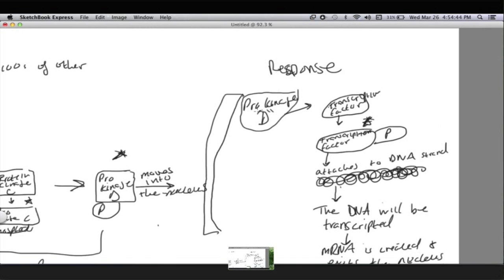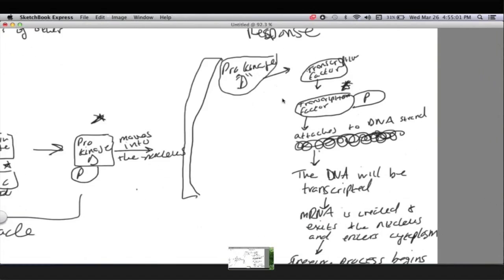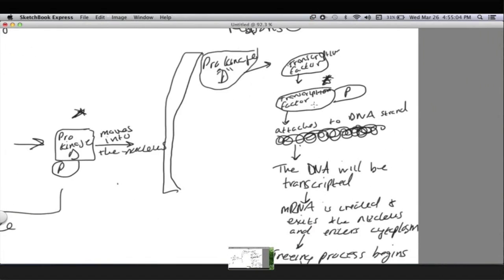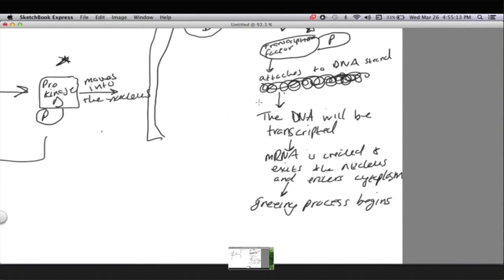Okay, good. Then what? The protein kinase will send over a phosphate to the transcription factor, and once the phosphate's attached, it's going to activate the transcription factor. Great. That will then attach to a strand of DNA. Good. To be more specific, it will attach to a gene on the DNA strand.